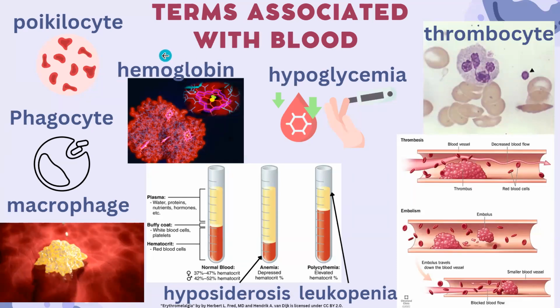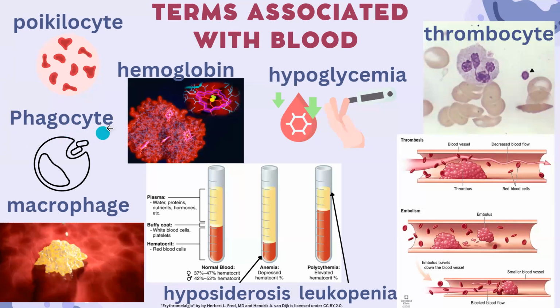Hemoglobin, we mentioned that earlier as well. So that is a protein or a molecule that allows for red blood cells to carry oxygen. So each red blood cell has 4 hemoglobins. And so each red blood cell can carry 4 oxygen molecules.